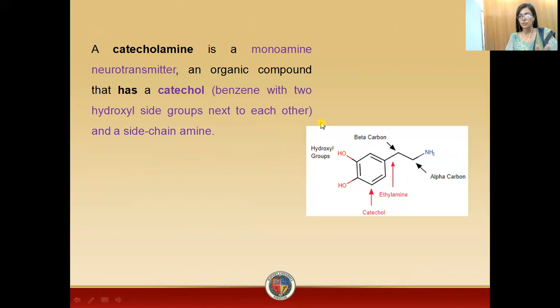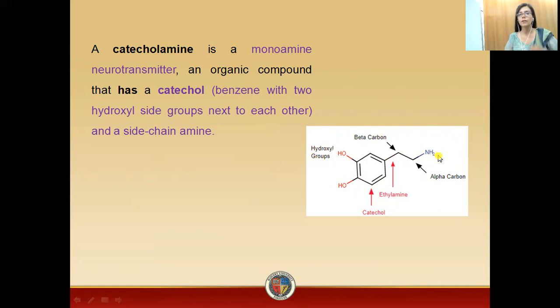Catecholamines are the organic compounds which contain a benzene ring. This is a benzene ring with two side hydroxyl groups. So, in catecholamines, we have a catechol ring, that is a benzene ring with two side hydroxyl groups. And additionally, we have an amine group. This is the amine group. So in this case, we have a side chain amine.